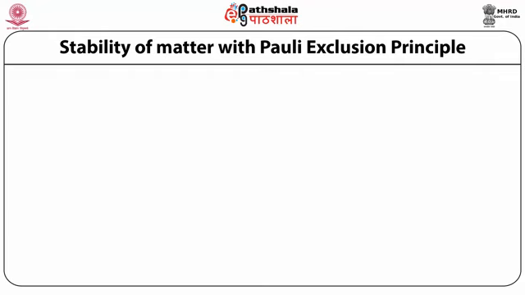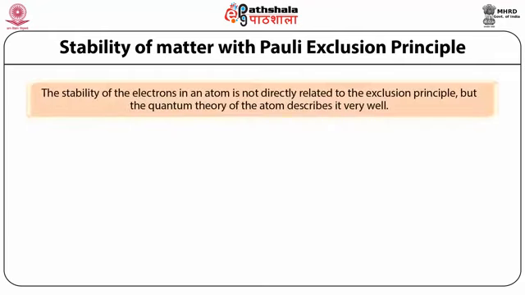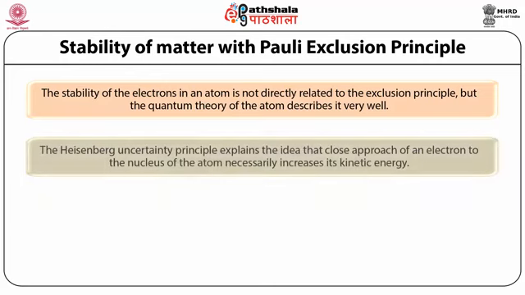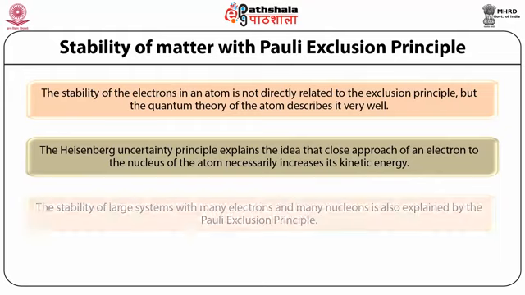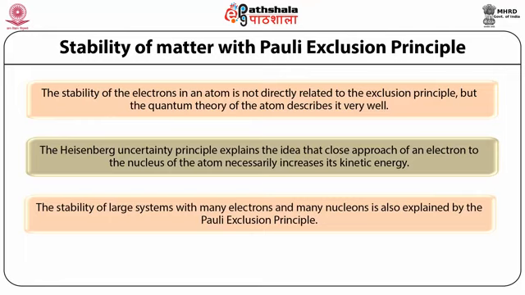Stability of matter with Pauli exclusion principle. The stability of the electrons in an atom is not directly related to the exclusion principle, but the quantum theory of the atom describes it very well. The Heisenberg uncertainty principle explains the idea that close approach of an electron to the nucleus of an atom necessarily increases its kinetic energy. The stability of large systems with many electrons and many nucleons is also explained by the Pauli exclusion principle.